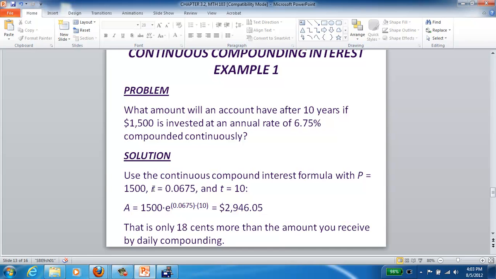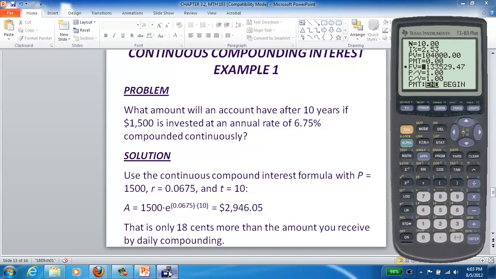Now, we can use the graphing calculator, and the main difference is going to be for continuous compounding. We're going to use a very large number, a very big number, 1 million for example. So let's see this example. N is 10, then the rate is 6.75, present value is 1500, future value is the unknown.